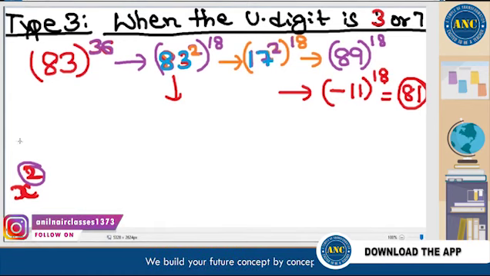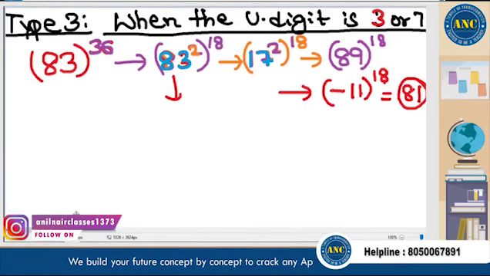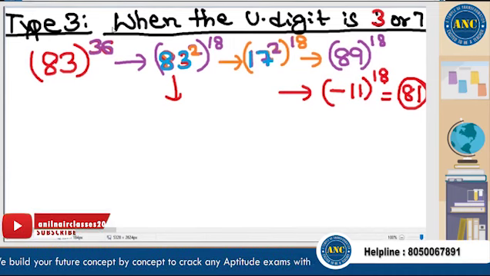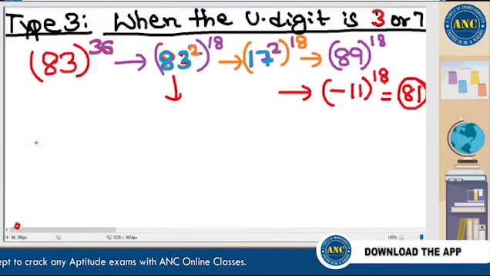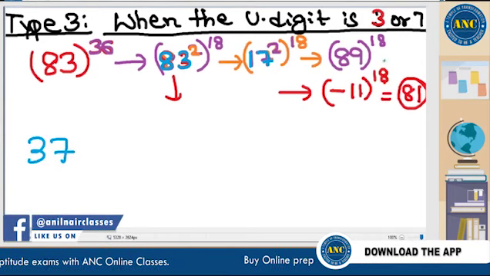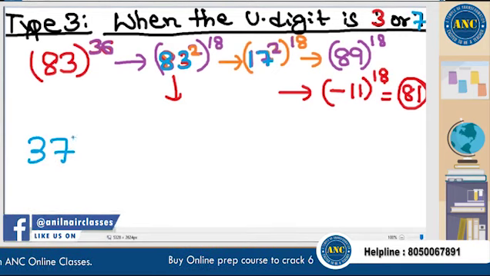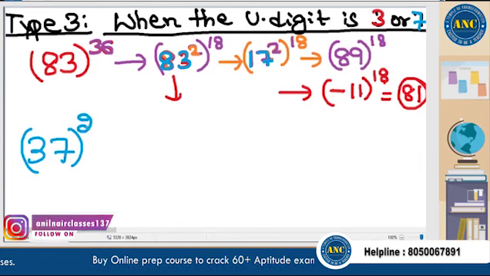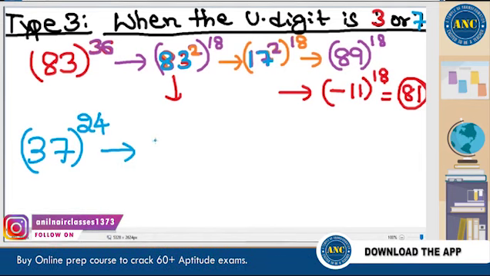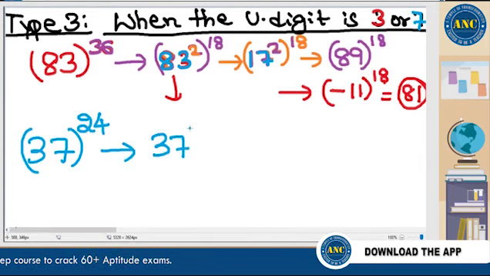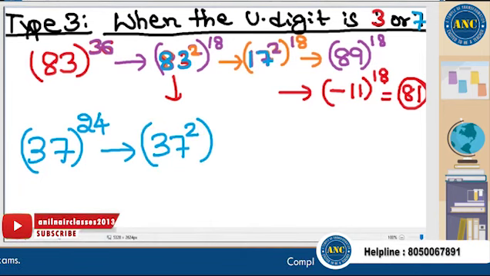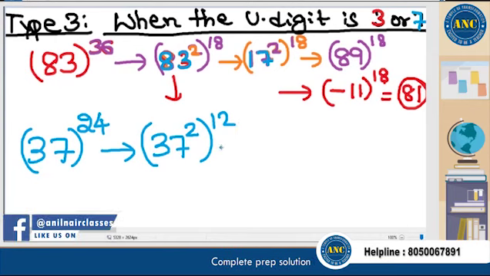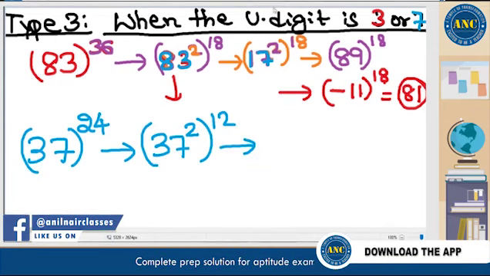It is always better that we take multiple examples for our better understanding. Suppose for example, let me take a number, 37, where the unit digit is 7 in this case. 37 to the power of 24. Now see here, sir. Same thing. 37 power should be 2, then it becomes easy for me. Make it as power 2. But I want 24. 2 into which number is 24? 2 into 12.